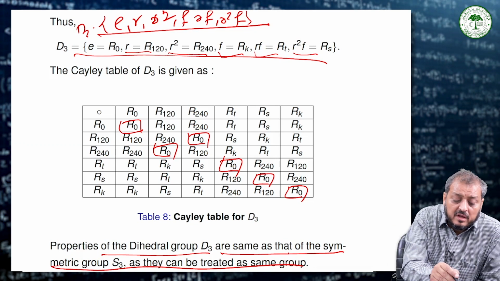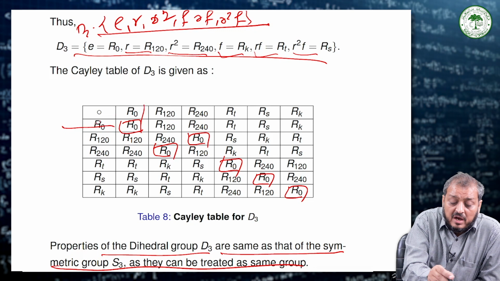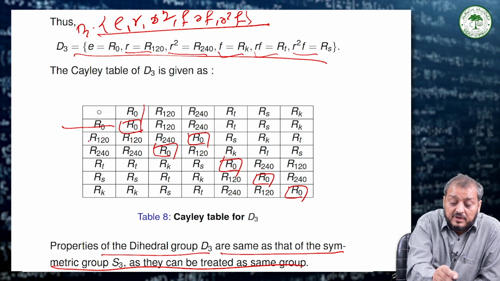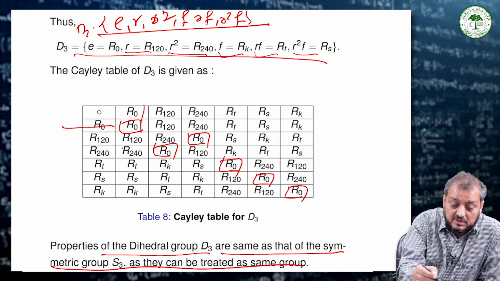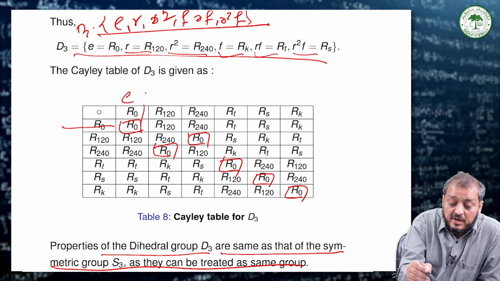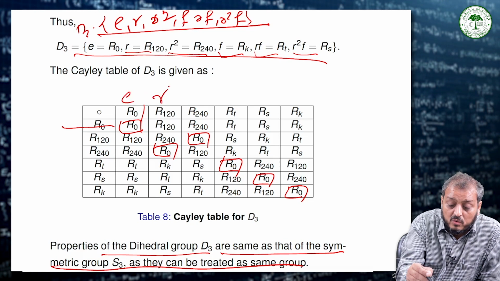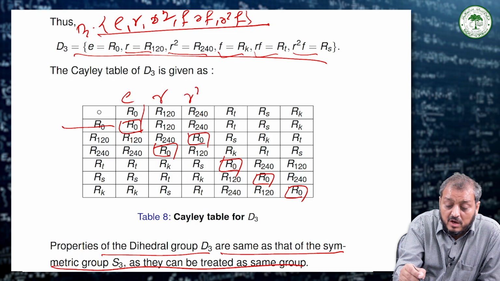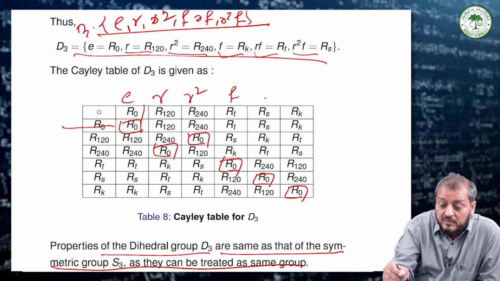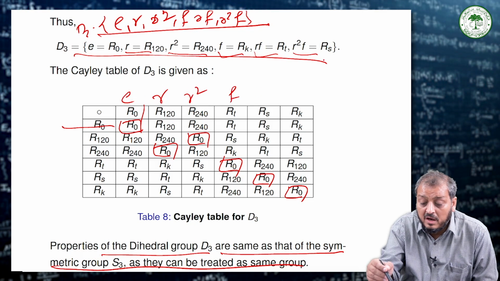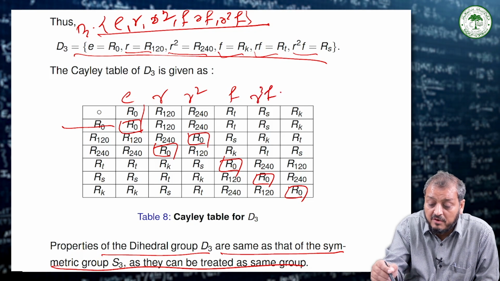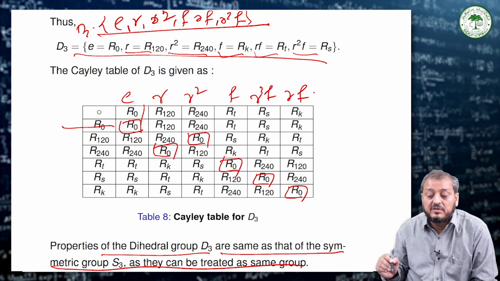it is a group, and the inverse of each element can be found; the identity is its own inverse. We write this in the form R0 equal to identity, R120 equal to R, R240 equal to R square, then F, then RS equal to R square F, and this is equal to RF like this.